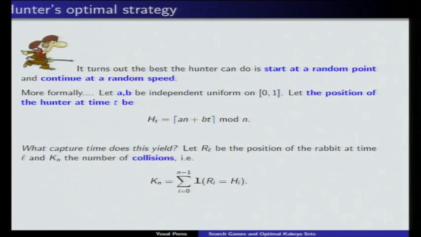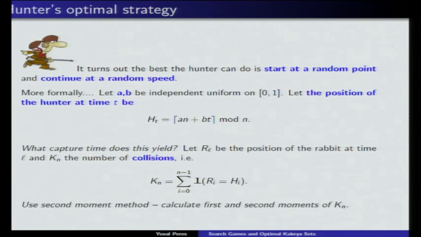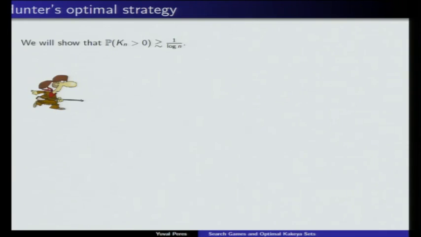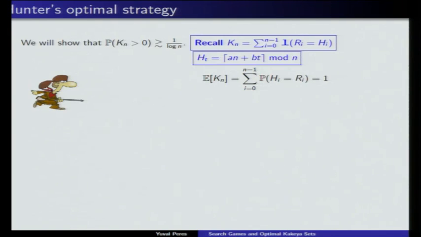The best way to calculate this, or one easy way, is with the second moment method. So let kn be the number of collisions until time n. Even though the game stops when they meet, let's just artificially continue it for a full round of n steps and count the number of collisions. So the rabbit is now allowed to do an arbitrary strategy, and kn counts the total number of collisions in n steps with this straight line Hunter strategy. We're going to calculate the first and second moment and show that the probability of kn being positive is at least 1 over log n.